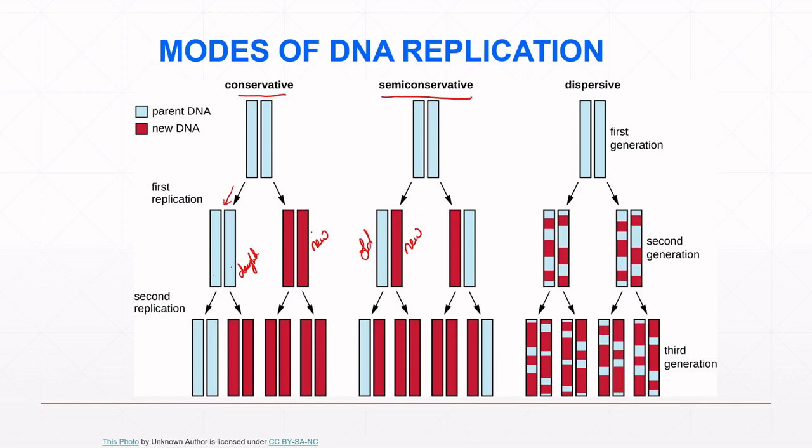Coming to the dispersive mode, the parent DNA is fragmented into small pieces or fragments, and the new DNA is formed. Later, in the daughter DNA molecule, the parental DNA and the new DNA are intermixed. So the daughter DNA has old fragments and new fragments. It is a mixture of both old and new fragments in the same DNA. So these are the three important modes of DNA replication.